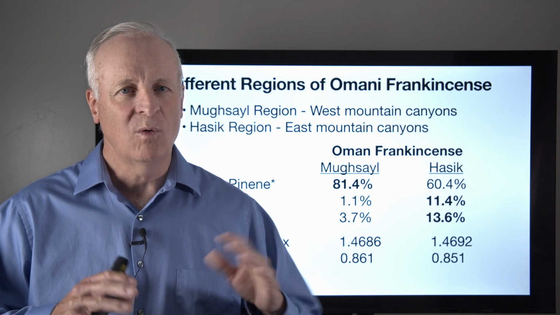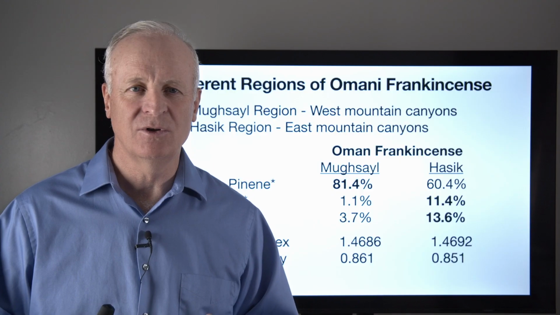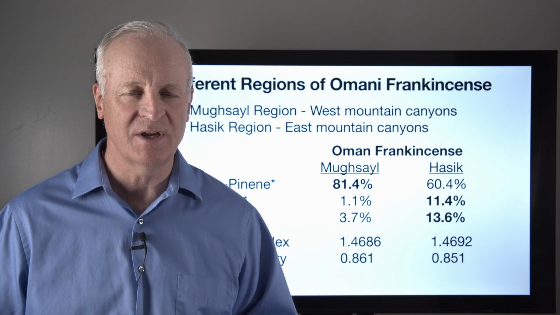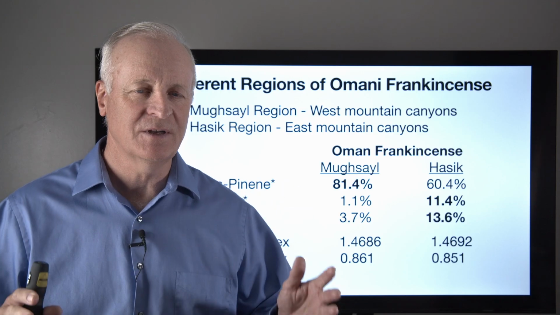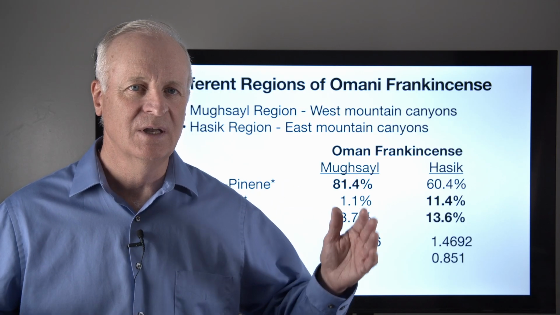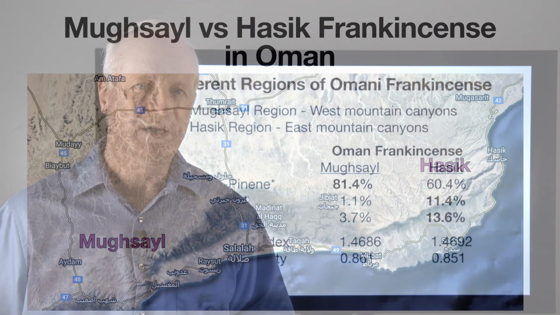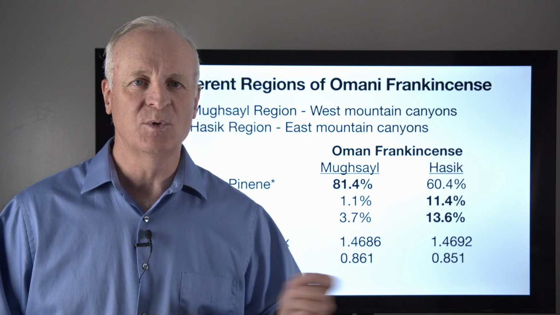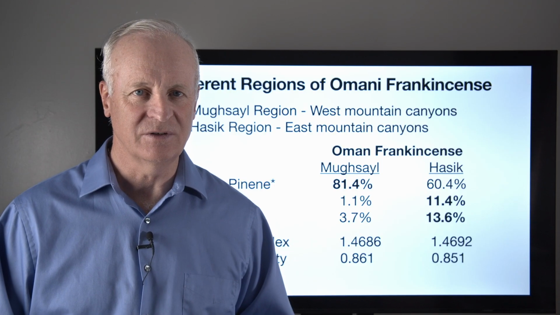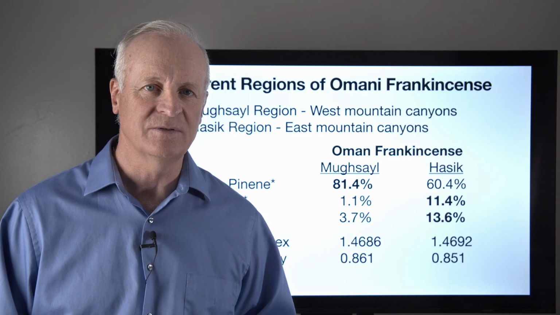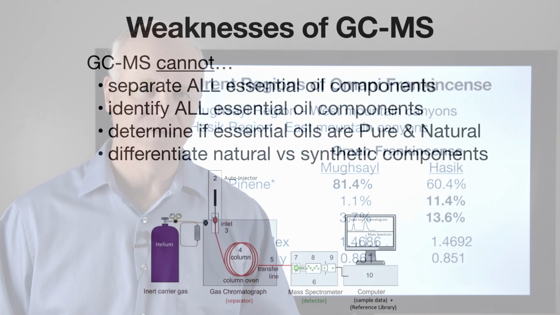So what I proved here was, even though the refractive index were the same and the specific gravity was the same, there was a significant aroma difference between these two frankincense from Oman from regions that are only about 50 miles away. Now, these are really chemotypes. They're not different species. They're just grown in different regions, different microclimates, and they are chemotypes.